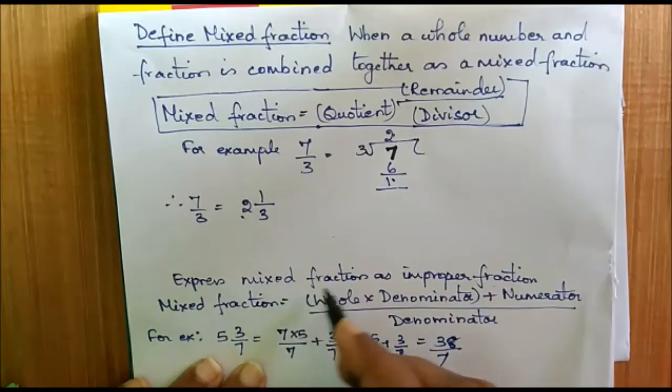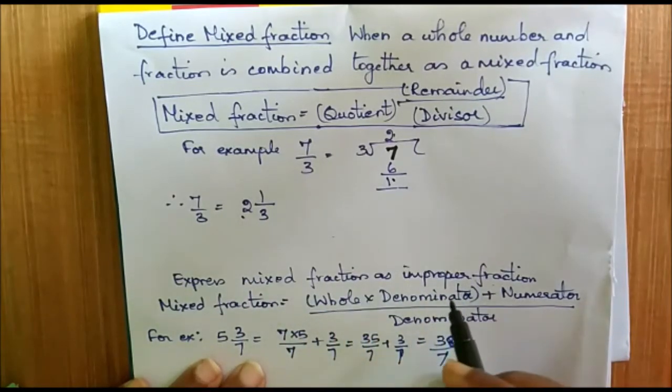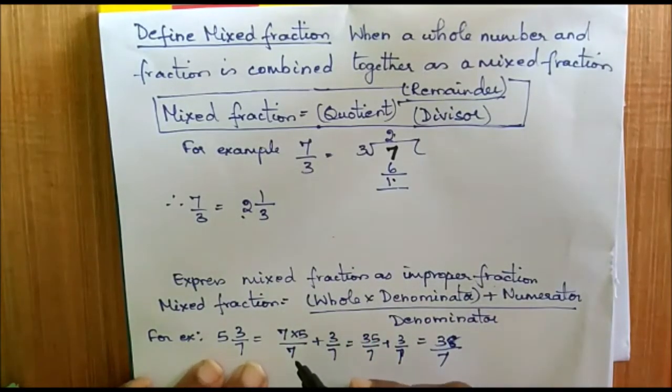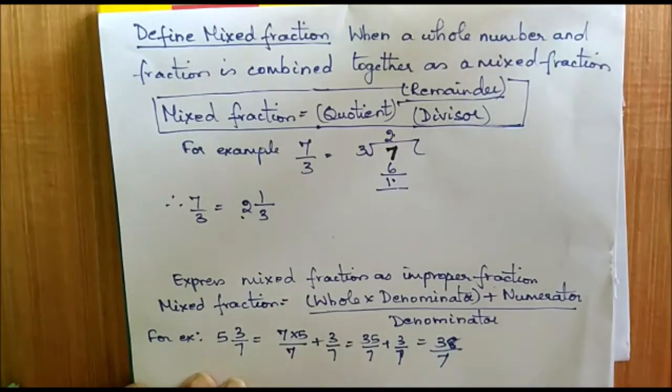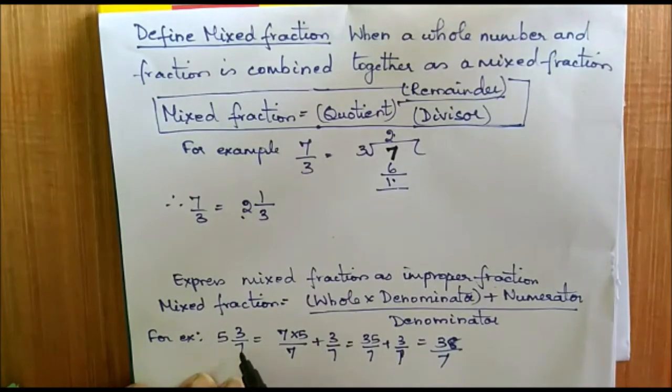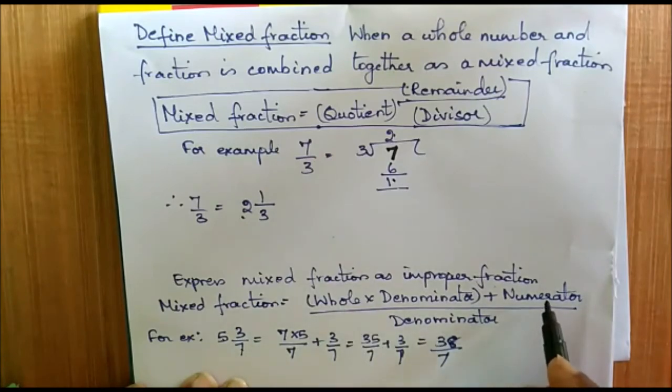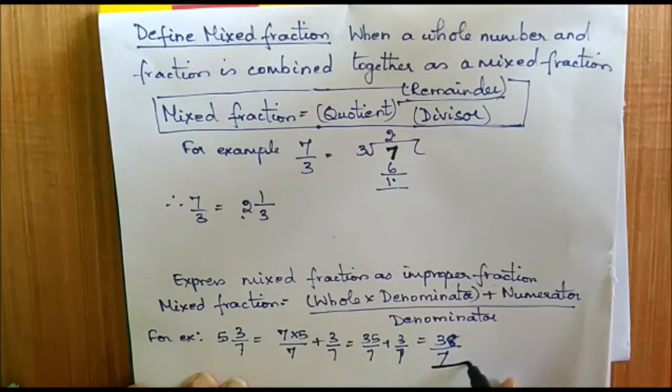Express a mixed fraction as an improper fraction. Now if you are given a mixed fraction, you have to represent it as an improper fraction. How do we do that? We multiply 7 into 5, that is whole into denominator. What is my whole? 5 is the whole. 5 into denominator, that is 7 into 5 plus numerator. What is the numerator? It is 3. 7 into 5 plus 3 by 7, that is 35 by 7 plus 3 by 7 is 38 by 7.